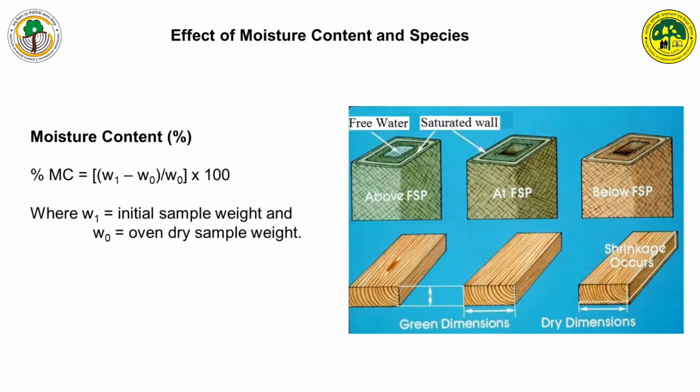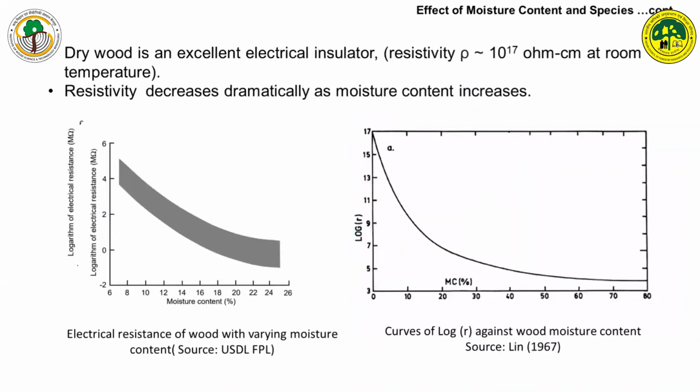Why I'm narrating the principle of FSP is because it has a lot of relevance to the electrical conductivity of wood. If we see the electrical properties of wood, dry wood is an excellent insulator. The resistivity of dry wood is in the order of 10 to the power 7 ohm centimeter at room temperature, and the resistivity decreases dramatically as the moisture content increases.